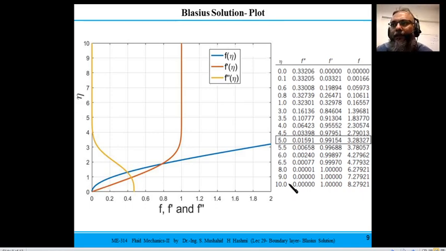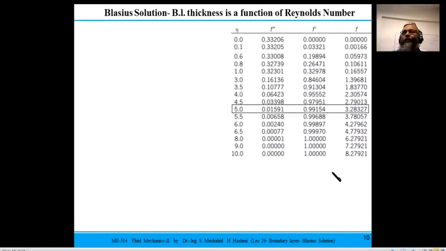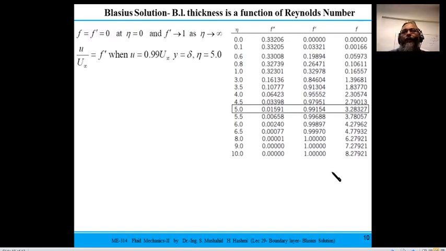So this is the graphical representation of the Blasius solution. Either you use this plot or you use this table. Okay, now let's see how this Blasius solution helps us in calculating the required parameters on a flat plate.